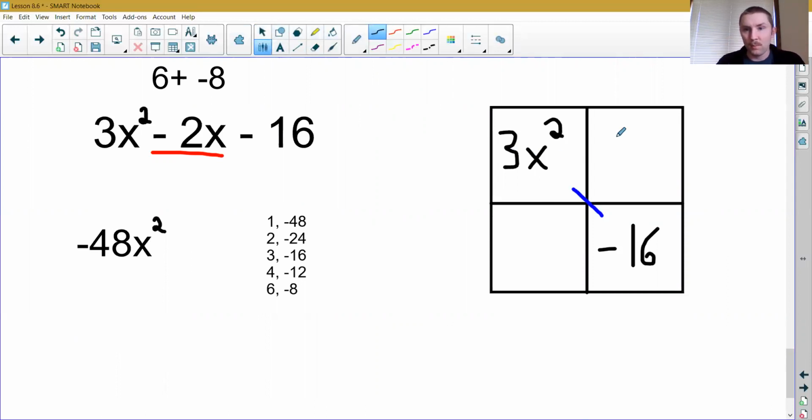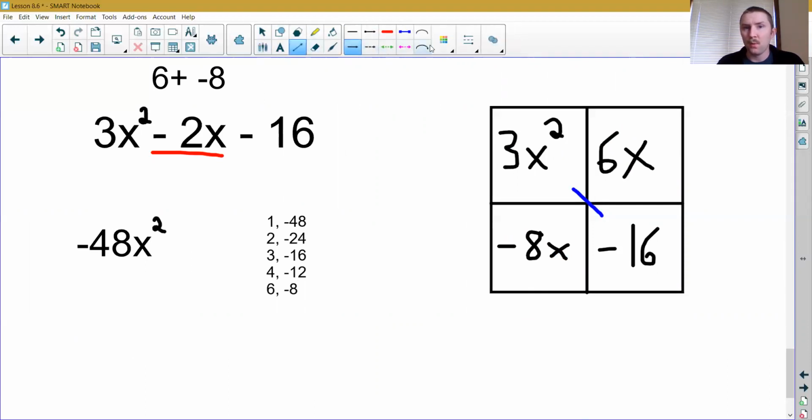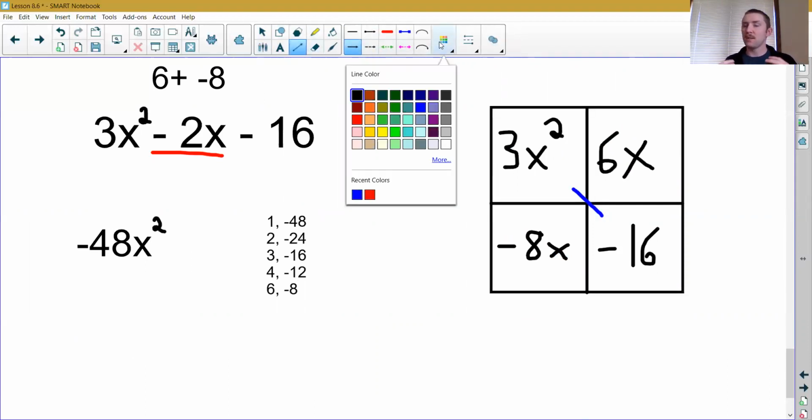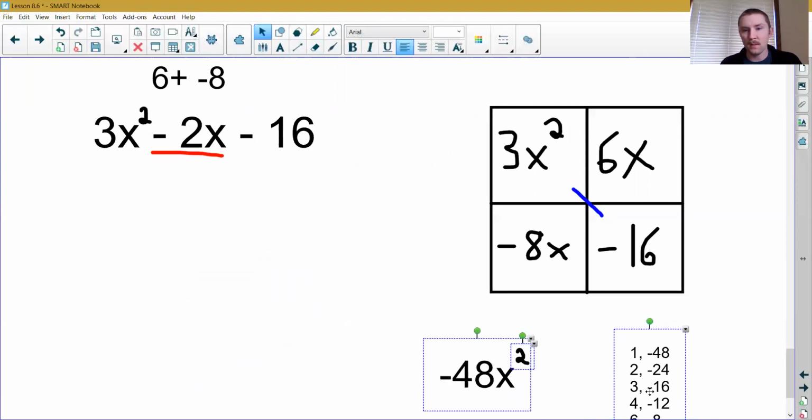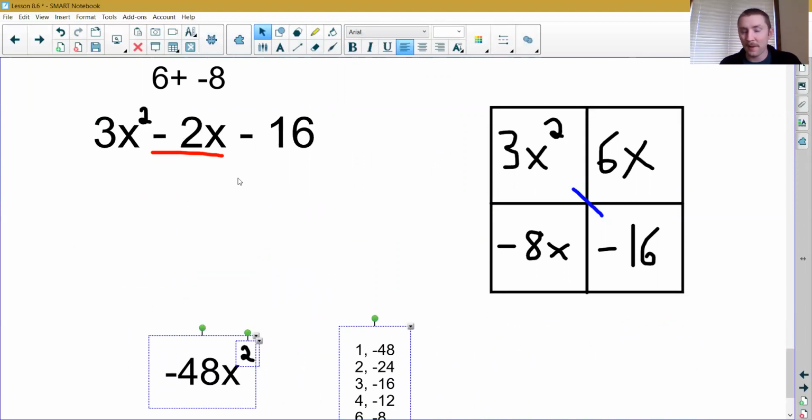So I'm going to put here a 6x, and I'm going to put here negative 8x. Okay? And now my window's full. So now I'm ready for the process of factoring. I'm going to take this quadratic trinomial and factor it into two sets of parentheses. I'm going to move these down here so I have room to put my factors here so that we can see how they connect.